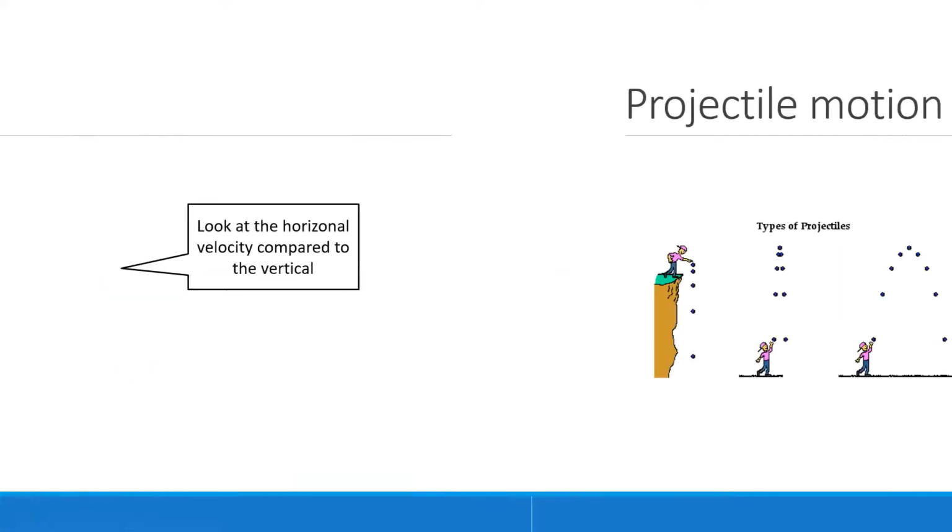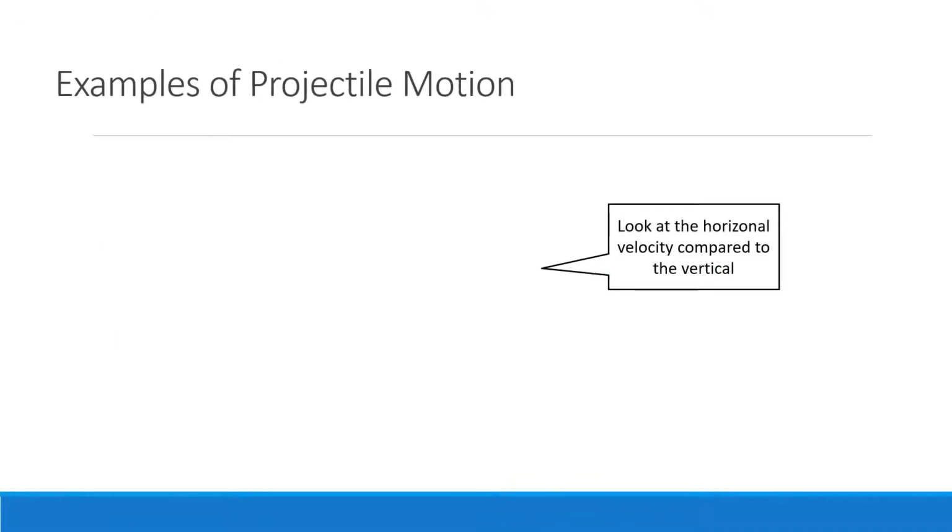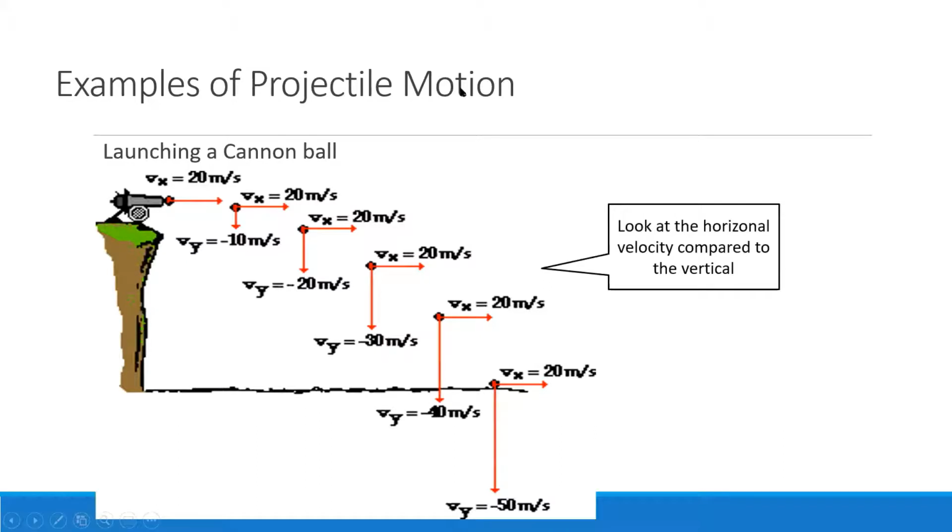Let's keep going. Here we go. So this is a cannonball getting launched off. Its vertical velocity initially is 0. Then it gets faster and faster downwards, whereas its horizontal velocity is the same all the way across. Its horizontal velocity doesn't change. Cool. Let's jump into the next one.